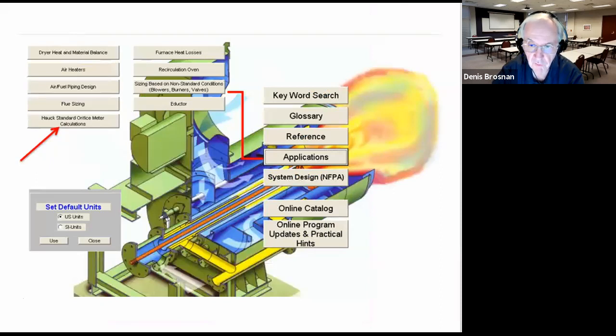The good news is that if you're using Honeywell orifice meters, you can simply click on the eSolutions combustion utility, and that will help you not have to carry around calculators with you when you're doing measurements.